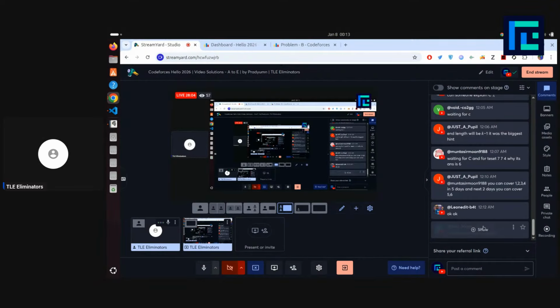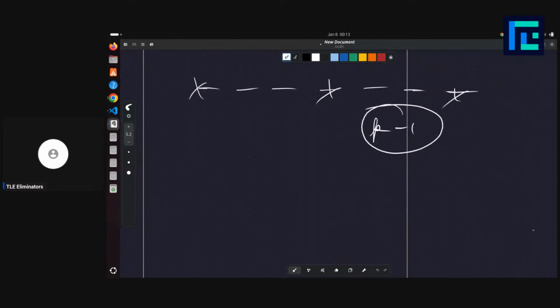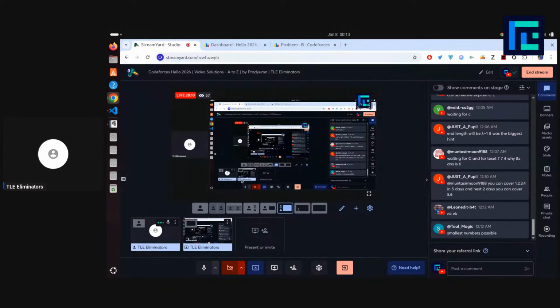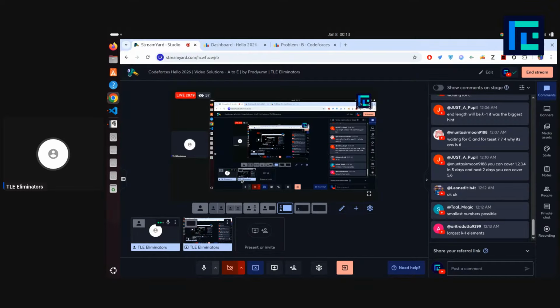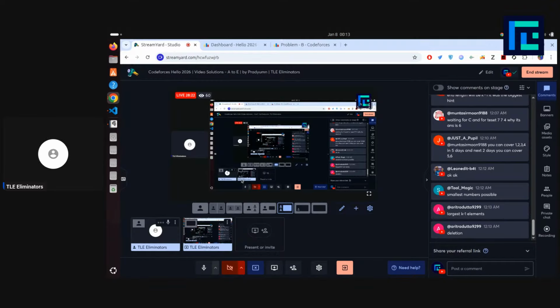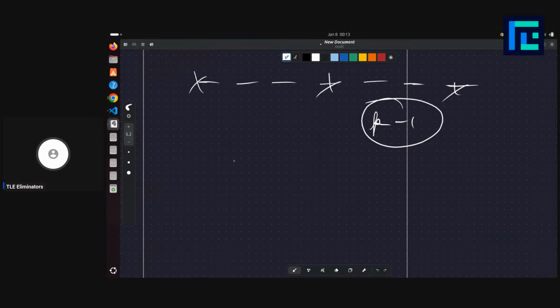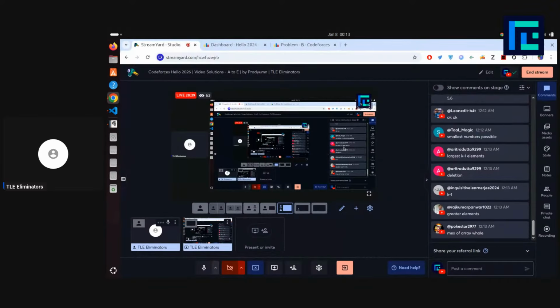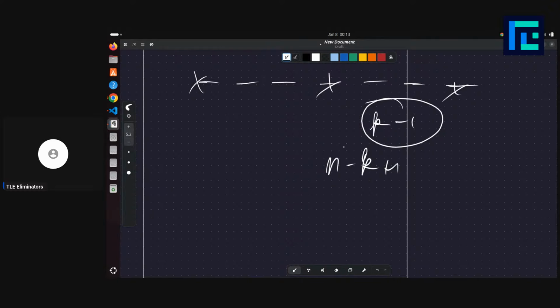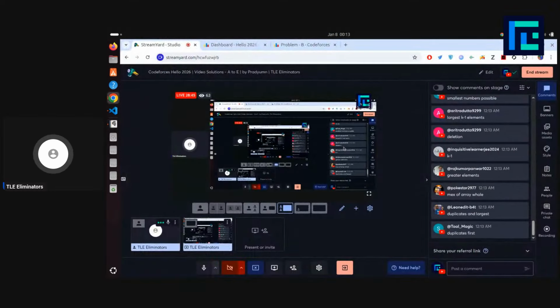Smallest number possible? Not really. I'll let someone else try. Largest k minus 1 elements deletion. Actually you need to delete n minus k plus 1 elements, so I guess you are saying that we should delete the largest n minus k plus 1 elements, right? I think that might be correct. Wait, that is not necessarily correct. No, that is also not correct.